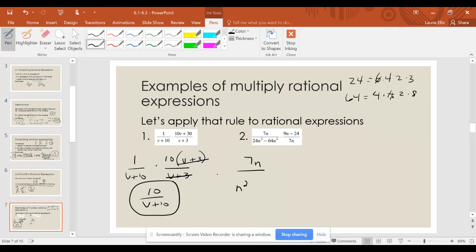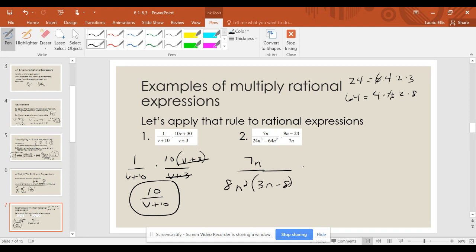So I'm going to factor out the 8 from both. So 8n squared is my greatest common factor. My parentheses is 3 minus 8. Sorry, 3n. I know I messed that up. Sorry, let me fix that. Okay, so it should be 3n minus 8. Sorry.